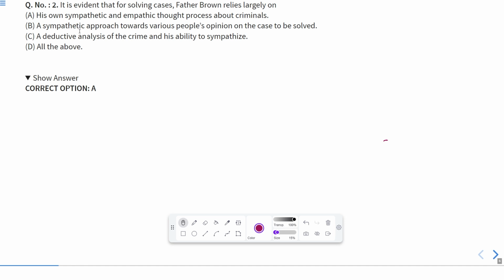Okay. Now if you see the second option, a sympathetic approach towards various people's opinion, no, he only had a sympathetic approach towards the criminals, just to see what the state of mind of the criminal was when he did that crime. A deductive analysis of the crime and his ability to sympathize? No, he did not sympathize. In fact, he sympathized only for his own credibility. Therefore, A is the correct answer, and the rest two options are incorrect. Therefore, A is the correct answer to this question.